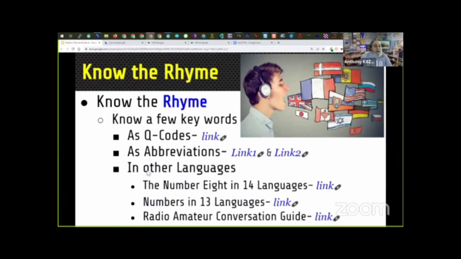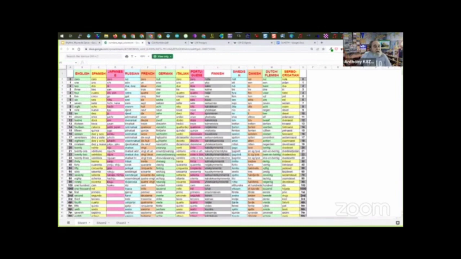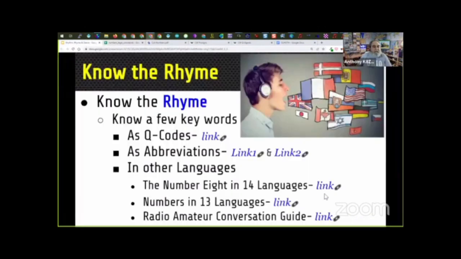Also, knowing a few key phrases in foreign languages can be very helpful. I have a little chart here that has the number 8 in 14 languages. Why would you want that? Well, Douglas can use it because he's an 8 like I am, but I also have another link here with numbers in 13 different languages, including all of the numbers, both the cardinal and ordinal numbers in a variety of languages. Now, you're saying, why do you have the numbers and not the letters? Because I'm expecting to use the standard phonetics for the letters, but being able to know the number in another language can sometimes be helpful.